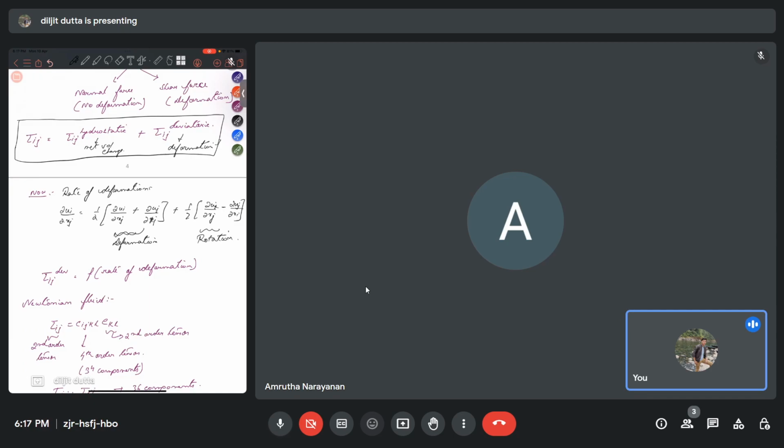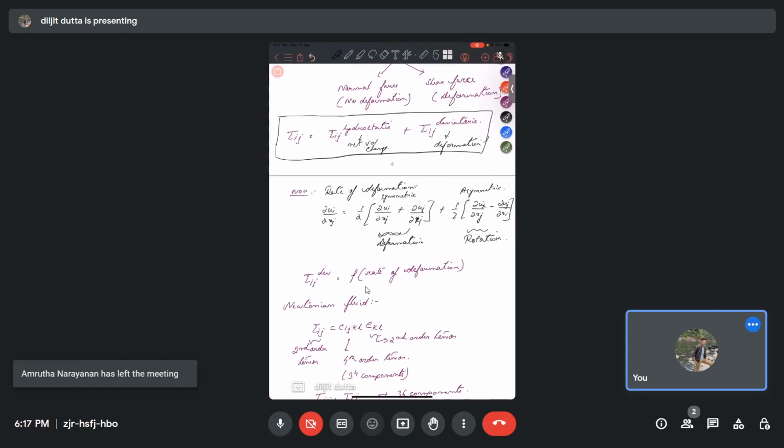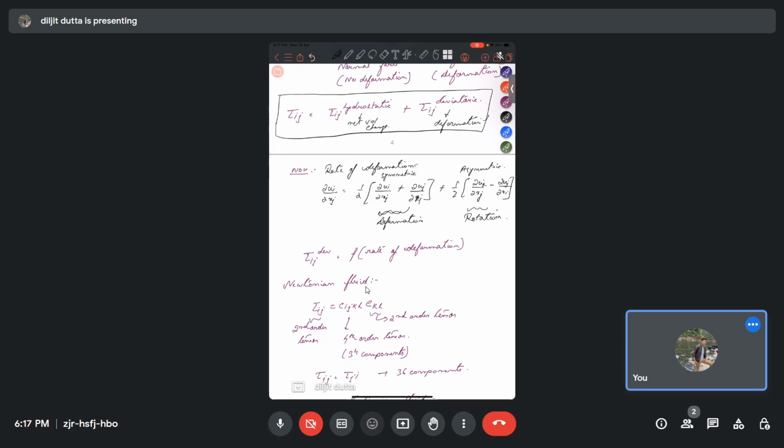Now this rate of deformation tensor can be written as a sum of two parts. One is a symmetric part, another is the asymmetric part. How do you write it? We just add and subtract the term del u_j by del x_i, and we will get two tensors. One is the deformation tensor and another is the rotation tensor.